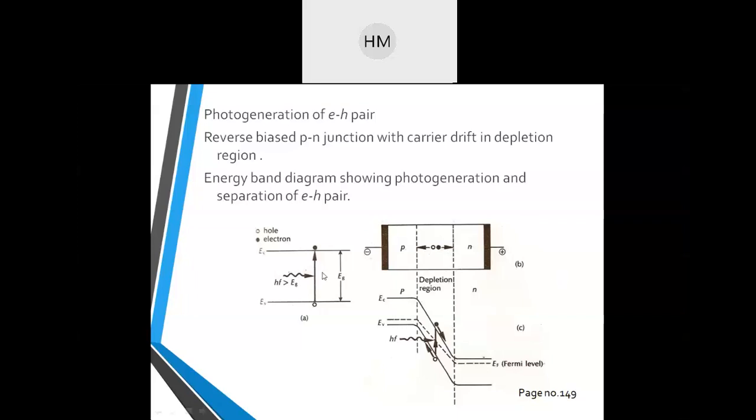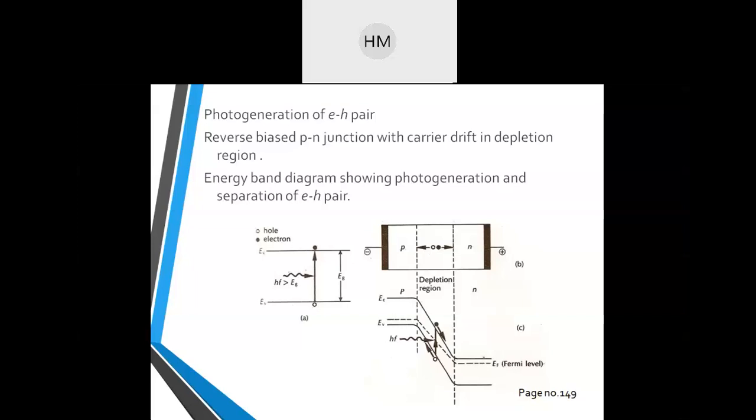This is the energy band diagram, which is showing photo generation of electron hole pair in intrinsic semiconductor. And the photon will be incident when it has energy h nu greater than Eg. This is very important. This we have seen. So this incident photon will release one more electron, which will be there in the conduction band with a release of current in the circuit. Here we are using a reverse biased PN junction with carrier drift in the depletion region. Okay, photo generation of EH pair will take place.